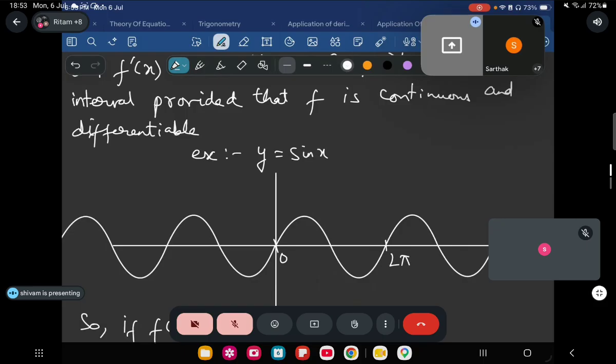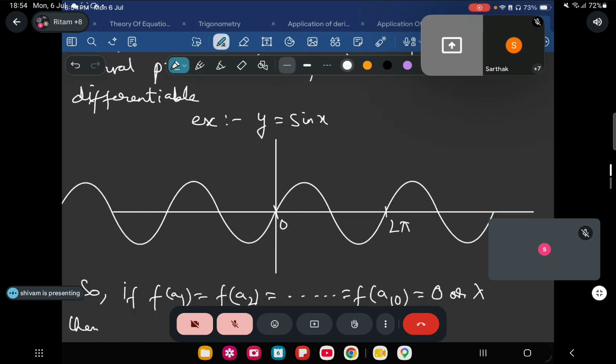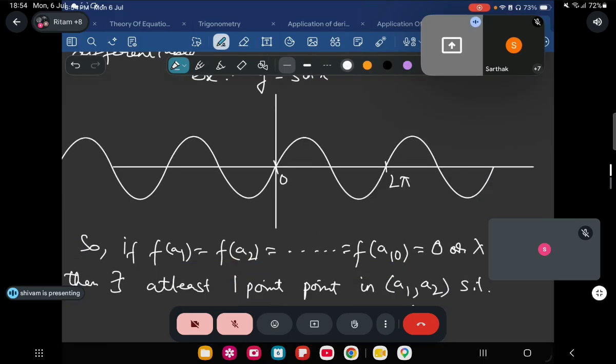So if f of a1 equal to f of a2 is equal to dot dot dot is equal to f of a10 is equal to some constant, not only 0 but a constant, or lambda, then there exists at least 1 point in a1, a2 such that f dash c1 is equal to 0.